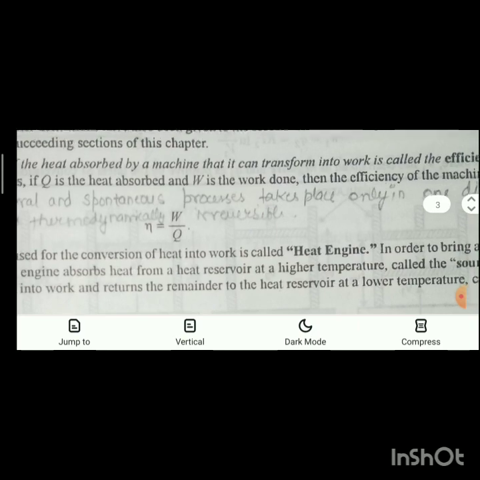The fraction of the heat absorbed by a machine that it can transform into work is called the efficiency of the machine. Thus, if Q is the heat absorbed and W is the work done, then the efficiency of the machine is given by eta equals W upon Q. The machine used for conversion of heat into work is called a heat engine.